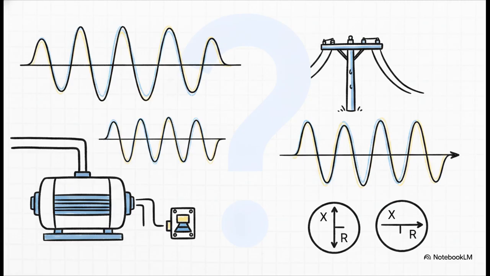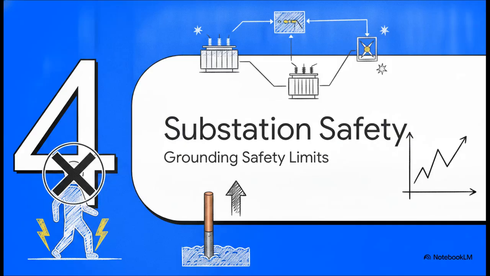Why? Well, as we just saw, it's all about that X/R ratio. The high X/R near the generator gives a painfully slow decay, which absolutely demands a breaker with a much higher asymmetry margin. Let's shift gears a bit for Section 4, substation grounding safety. Because getting this math right isn't just about protecting expensive equipment. It's quite literally a matter of human life and death.